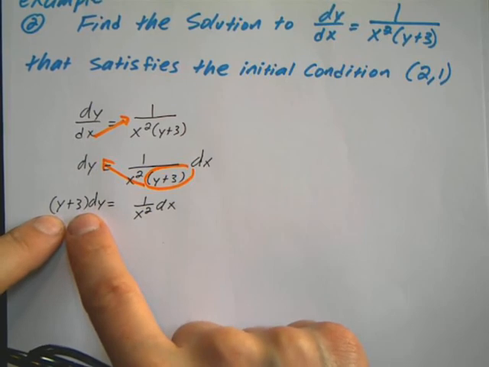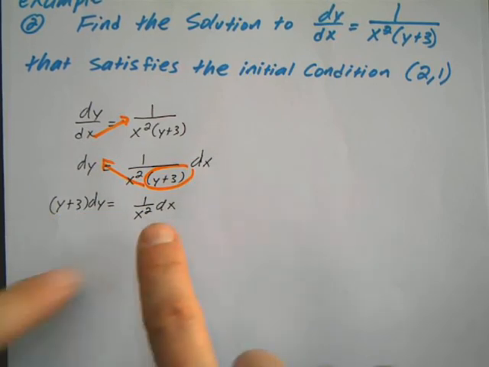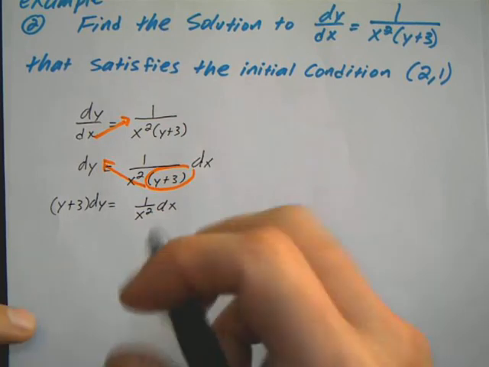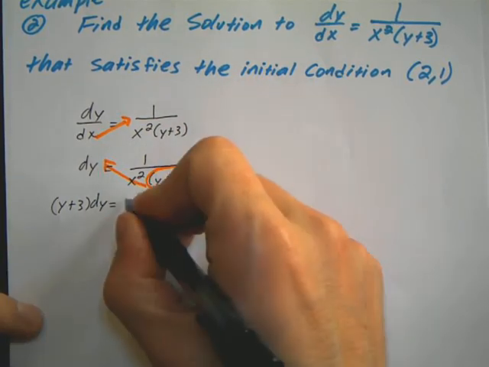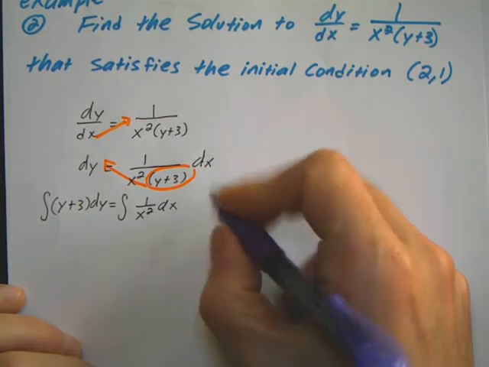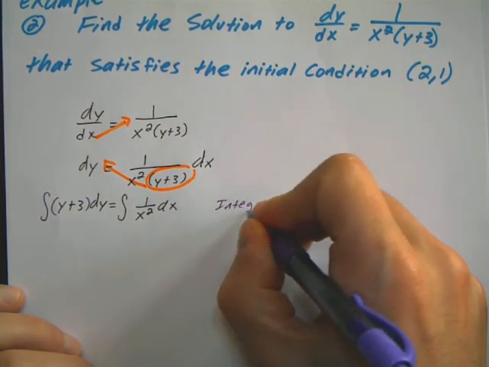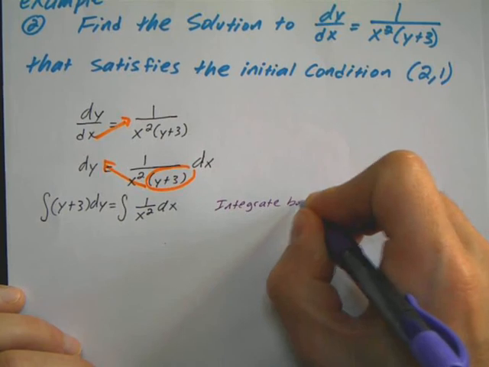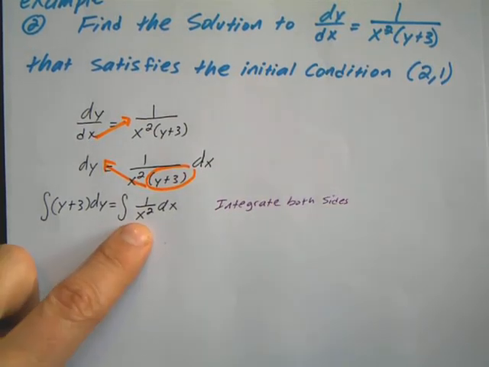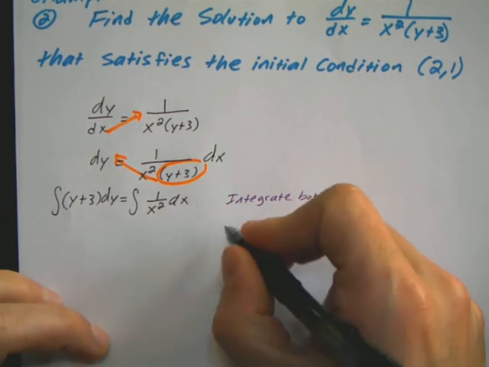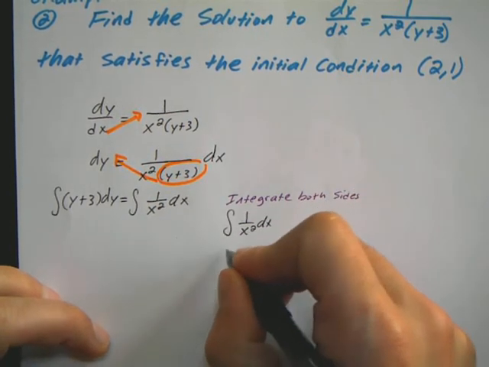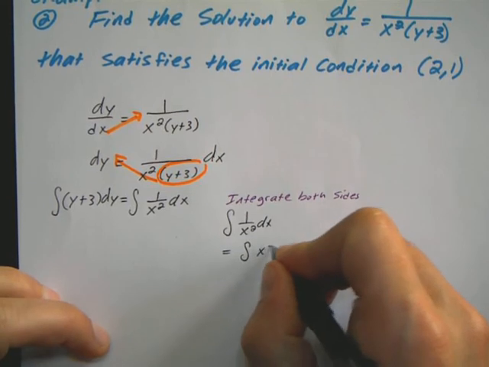Alright. So now I have the x's and the dx's, I have the y's and the dy's. The next step would be to integrate both sides. So integrate this side over here, and integrate that side. Alright, when you go to integrate the 1 over x squared, you can think of this as the integral of x to the negative 2.